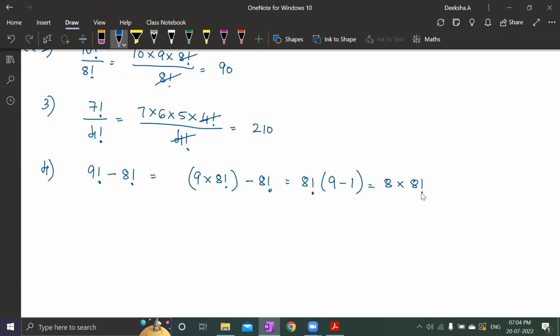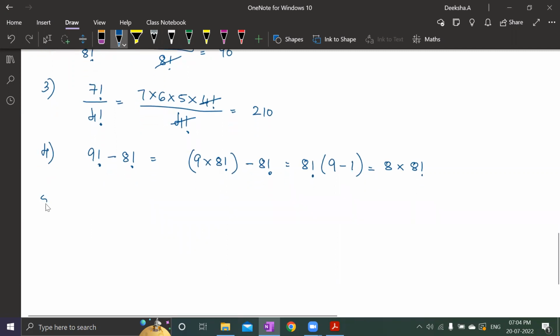Now for this, you don't have to actually simplify. 8 factorial is 40320, into 8. You don't have to multiply and write. Look at the options. If necessary, you multiply, otherwise not necessary. Tell me what is the answer for this one. 6 factorial plus 4 factorial.